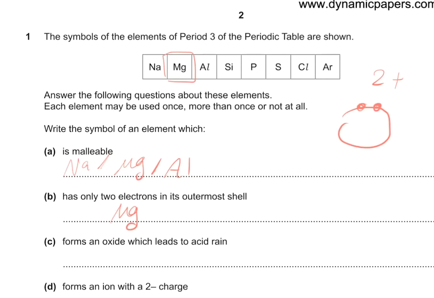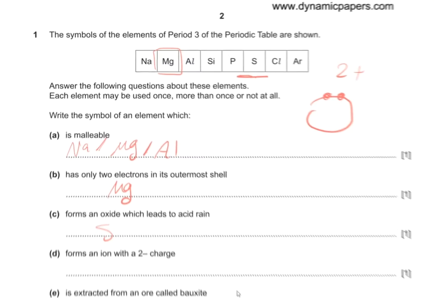Forms an oxide which leads to acid rain. So that's sulfur, because sulfur makes sulfur dioxide, which forms acid rain. So it's SO2, or it's just sulfur.